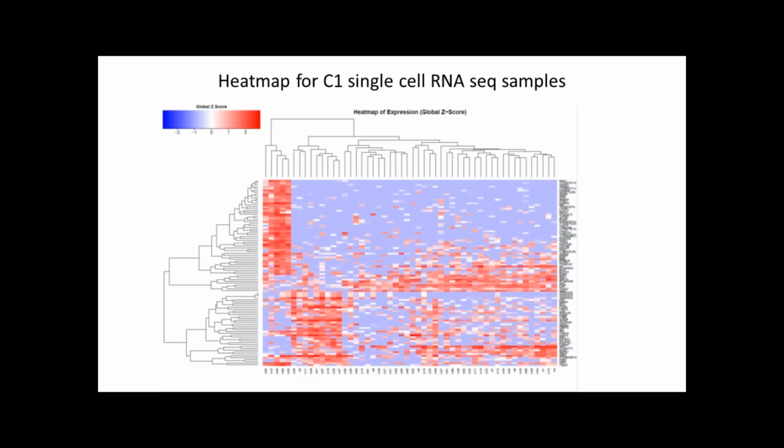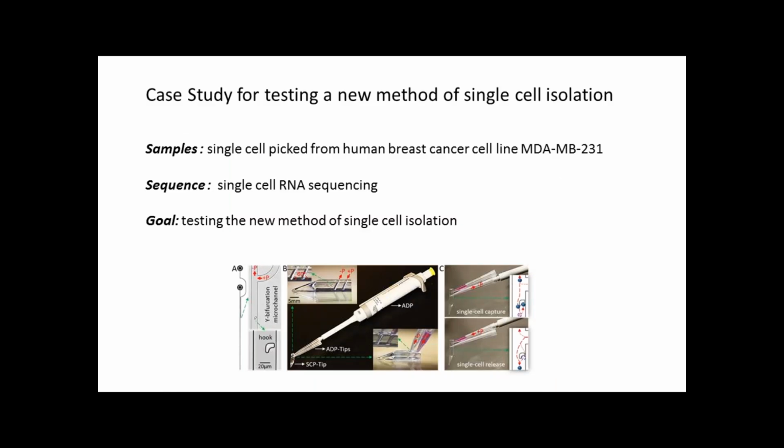And I also plot the heat map for the single-cell RNA-seq samples. We can see this population is significantly different from other single cells. Our collaborator labs have used experiments to verify these different cell types. The paper including this past work will be submitted soon.